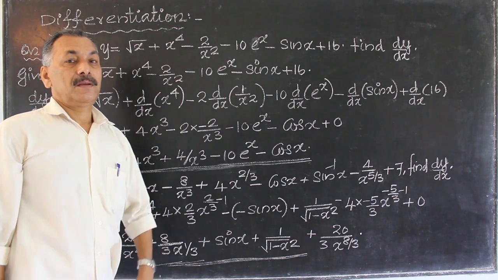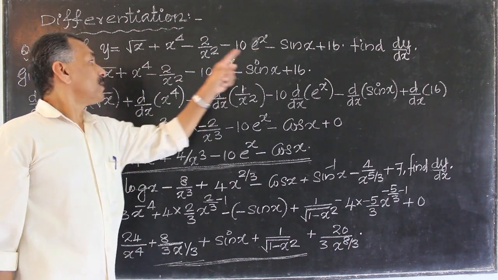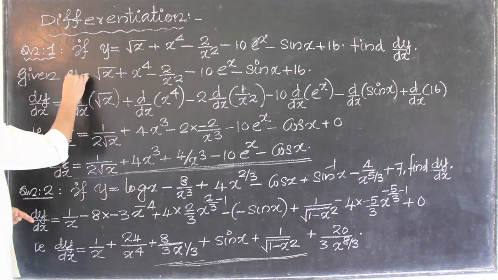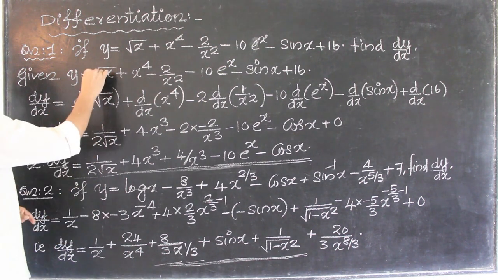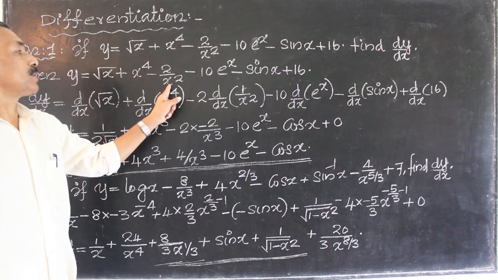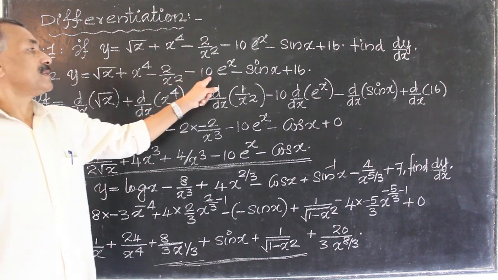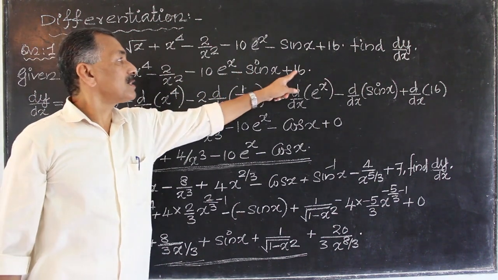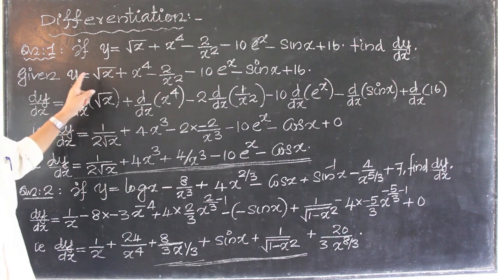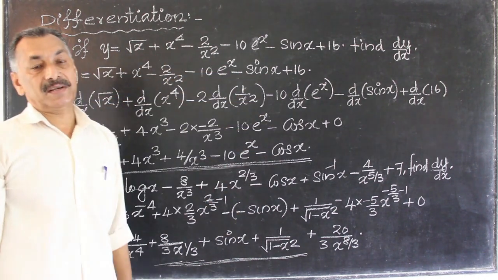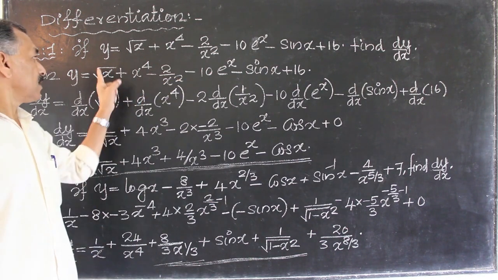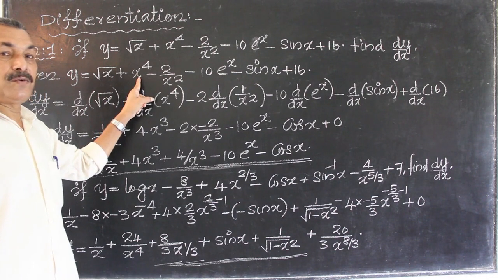Second. Given y is equal to root x plus x raised to 4 minus 2 by x square minus 10 e raised to x minus sin x plus 60. Then what is the derivative of y? Derivative of y means derivative of the right hand side, which is the derivative of each term, one by one.